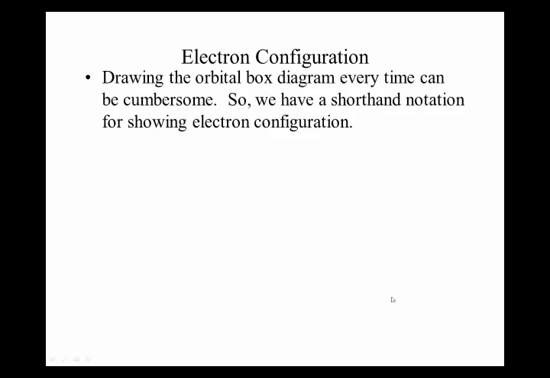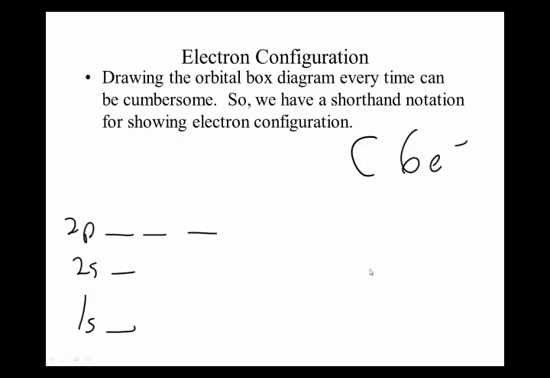Drawing that box diagram takes up a lot of space and takes time, and it's really obnoxious to draw every single time. So we actually have a shorthand notation for showing electron configuration. So let's go back to just, let's do carbon again. So 6 electrons, right? When I did the diagram, 1, 2, 3, 4, 5, 6.